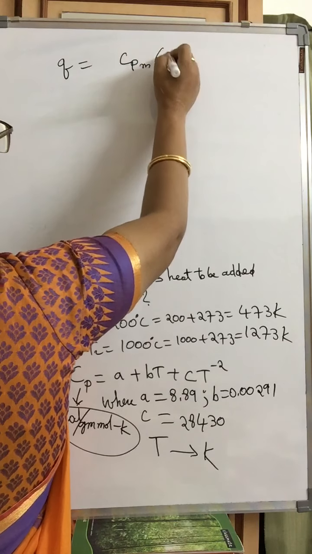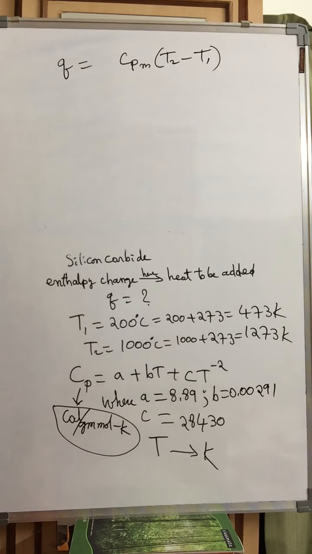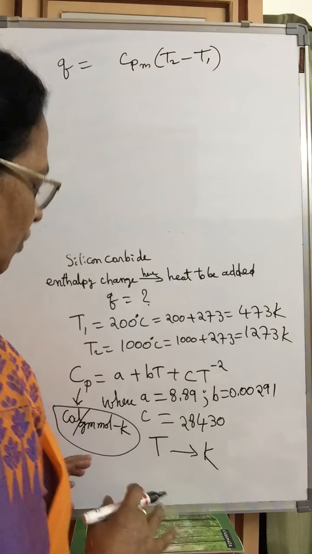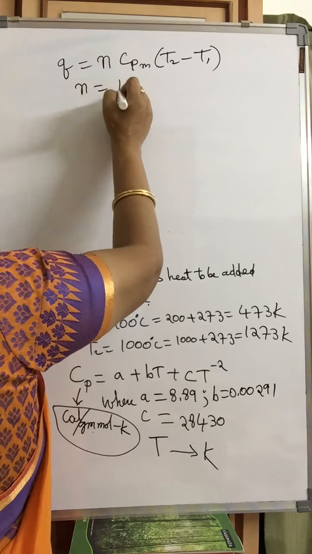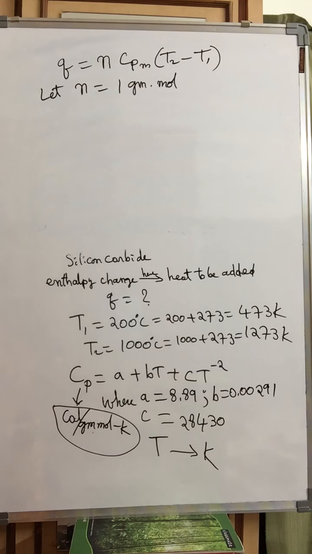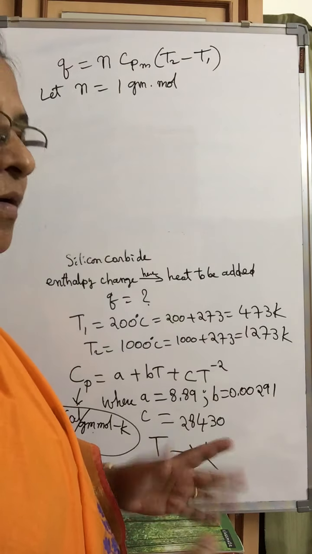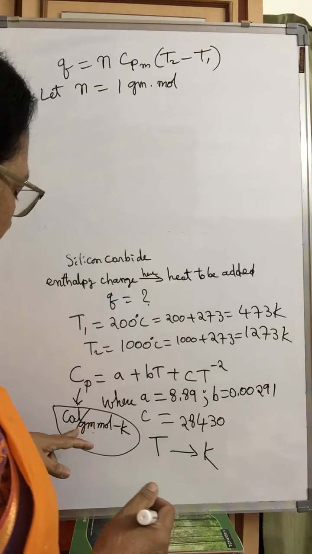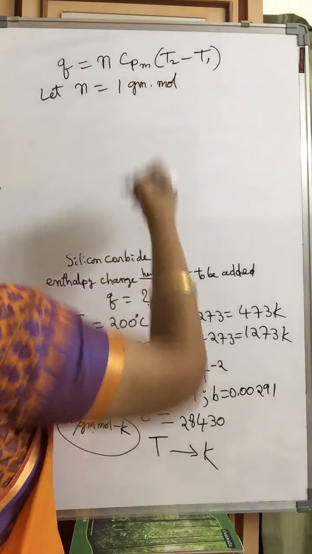Q is equal to CPM into T2 minus T1; this is anyway heating only. And how many moles or how much mass is given or not? You need to see. If it is not given, you can assume. In this problem it is not mentioned how many moles. So in such a case, because it is calories per gram mole, you can take N and let N equal to 1 gram mole. The heat capacity of silicon carbide may be represented by, then estimate the enthalpy change; number of moles or mass is not mentioned. In such case, because the units are per gram mole, let N be 1 gram mole if it is not given. Then you can take T1, T2, everything we wrote.